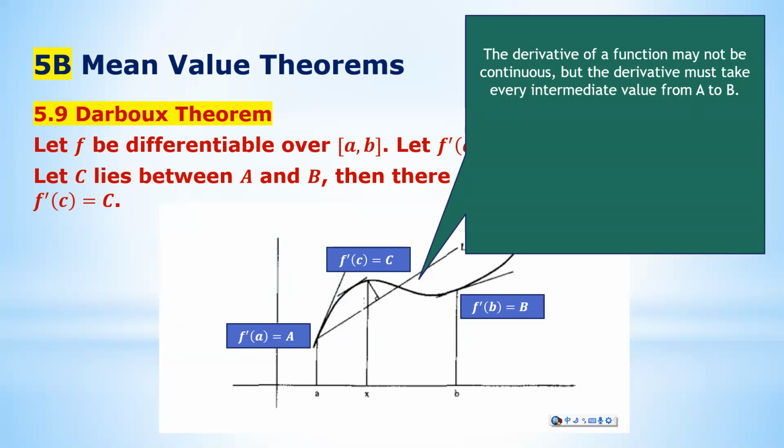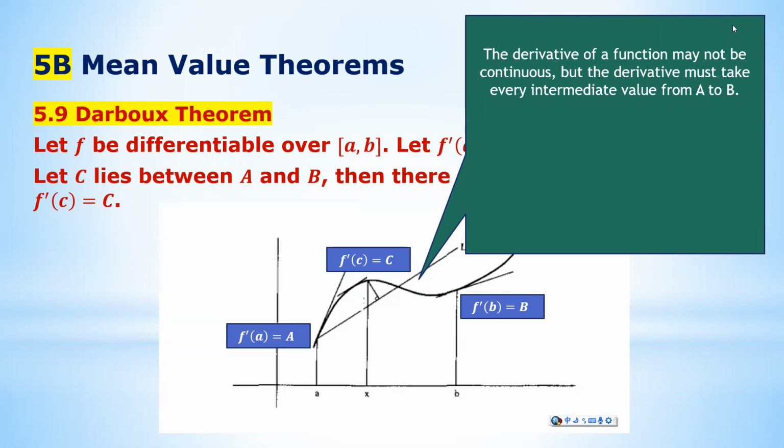It is saying that once a function f is given, the derivative of this function is different from the original function, right? The derivative function itself may not be continuous, okay? Because at the beginning, I didn't assume anything about the continuity of the derivative. The derivative may not be continuous, but the derivative must take every intermediate value from A to B. So that's the conclusion we can make.